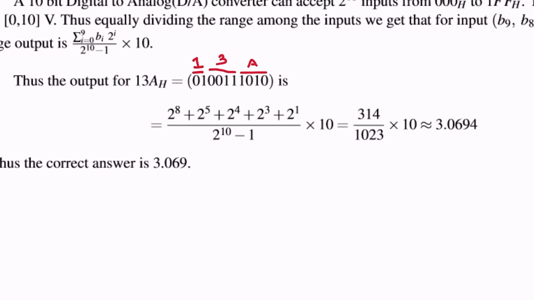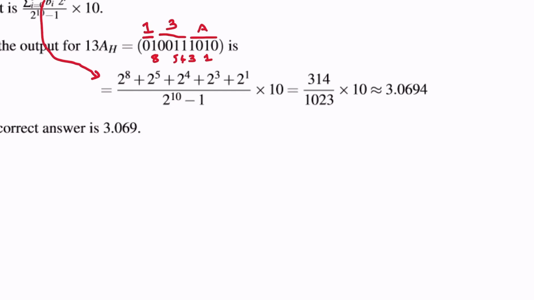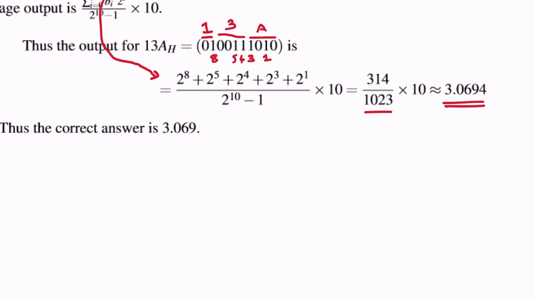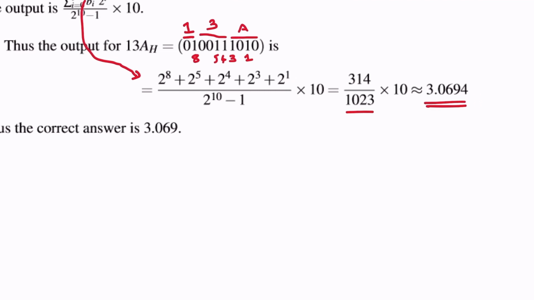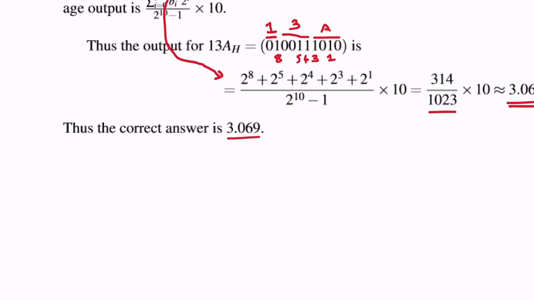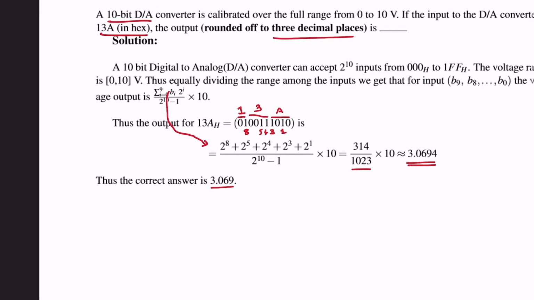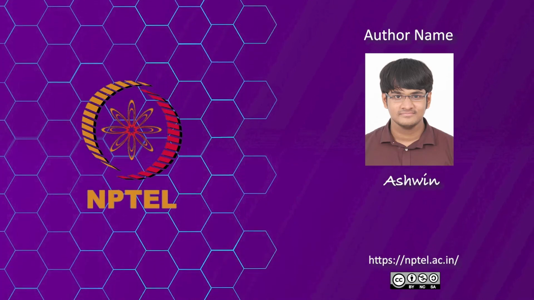Given this, you can see that the bit positions 0, 1, 3, 4, 5, and 8 are 1, which correspond to, if you were to substitute that in the formula, having the powers of 2 of those locations be present in the numerator, which is 314 by 1023, which is approximately 3.0694. And so the correct answer is 3.069, rounded off to 3 decimal places.